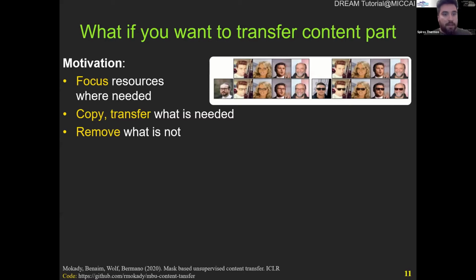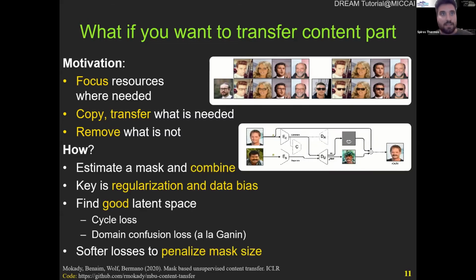So here, Mokadi et al. created a model that copies, transfers the attribute, the content part that we want, for example, the glasses, or removes it if we want to remove the glasses from a face, or mustache, as you can see from the next example. So how? Given two images, they find what's different between the two images, and they create a blending mask and background texture, and then combine them.